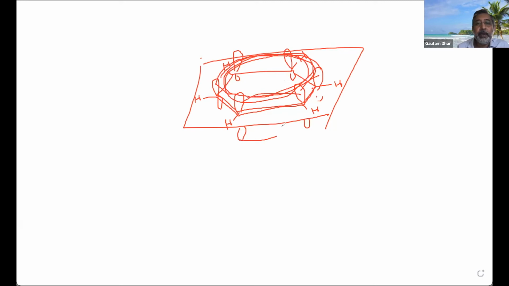And same, you'll see the p-orbitals overlap above and below the plane. So if you think of it that way, this is the structure of benzene, like a sandwich structure. And to denote that, we basically say that this is the structure, with delocalized electrons.